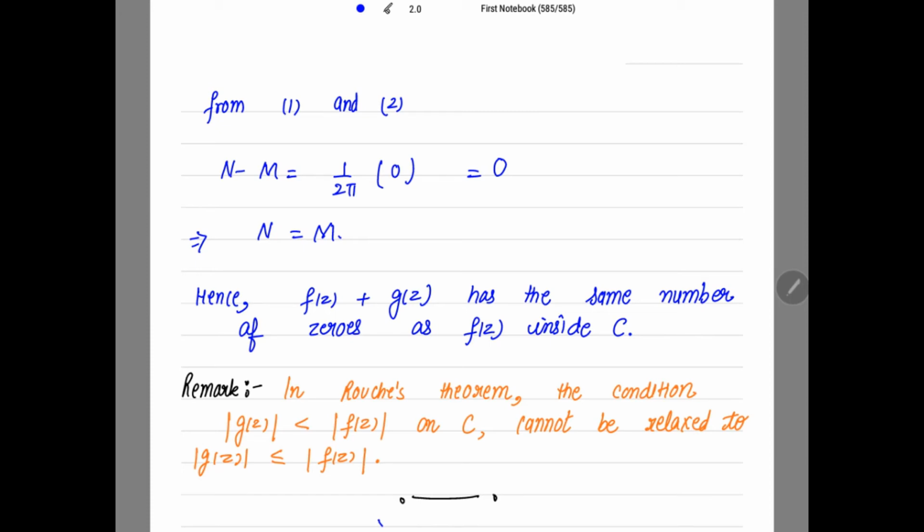In the next video, I will be doing some exercises based on this Rouche's theorem, which are also very important. So thank you for watching this video. We will meet with examples and assignments for this Rouche's theorem in the next video.